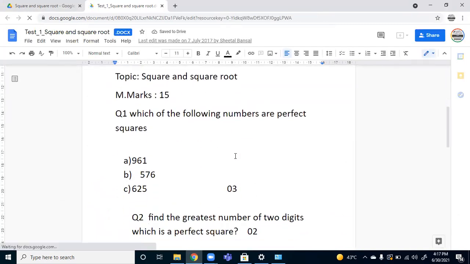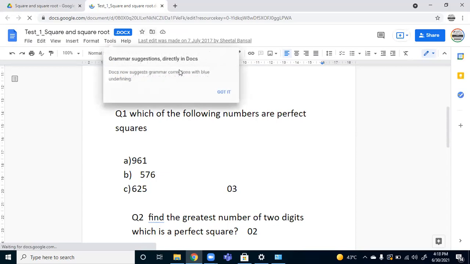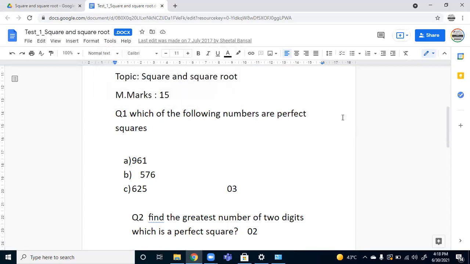Okay, so let's try this simple test which is in front of you. Which of the following numbers are perfect squares? So how will you find this? By checking the units place, ma'am. All these three are perfect squares. So we can find it.